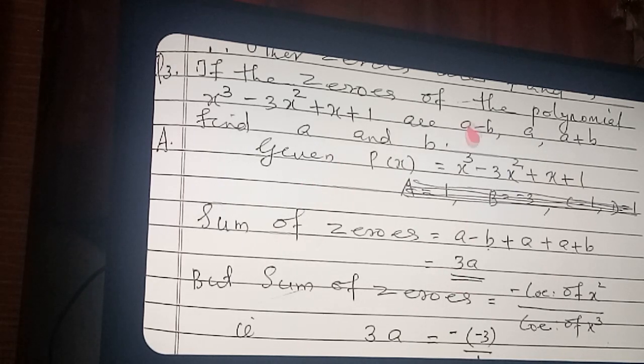See here. First you write the given polynomial p of x is equal to x cube minus 3x square plus x plus 1. And what is the sum of the zeros? The sum of zeros is already given. Take their sum: a minus b plus a plus b, how much do you get? 3a. But you know the sum of the zeros, how do you find it? What is the formula? Minus b by a. Here a and b are used here, so I am not taking it in such a way. So I am directly writing the formula.